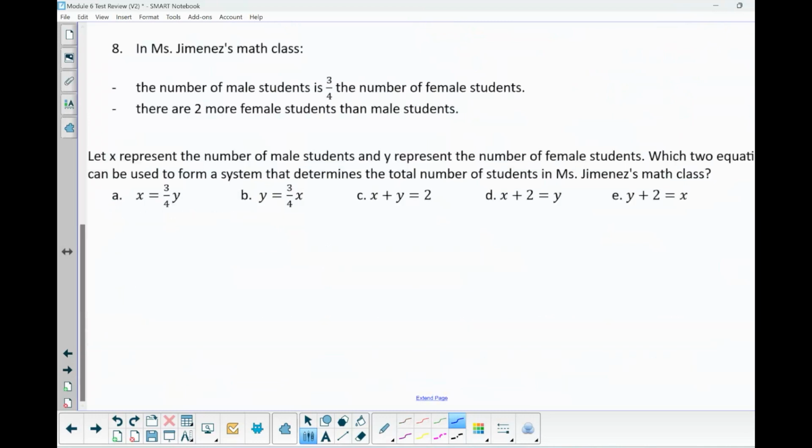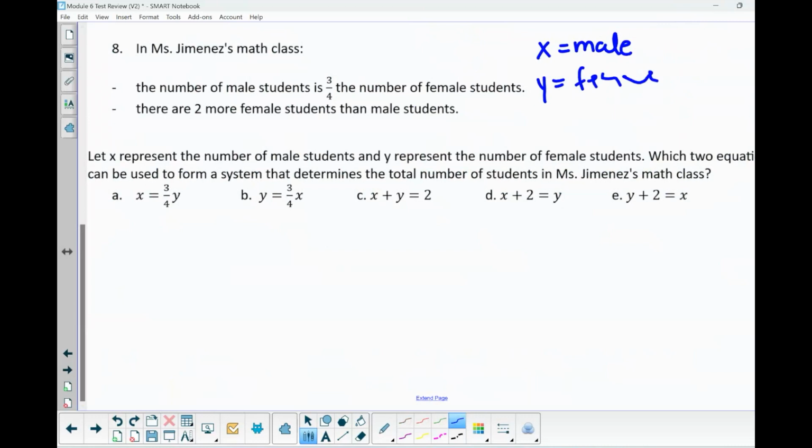Number 8. So for number 8, it says in Ms. Jimenez's math class, the number of male students is 3/4 the number of female students. There are 2 more female students than male students. Let X represent the number of male students. X is our male. And Y represents the number of female students.